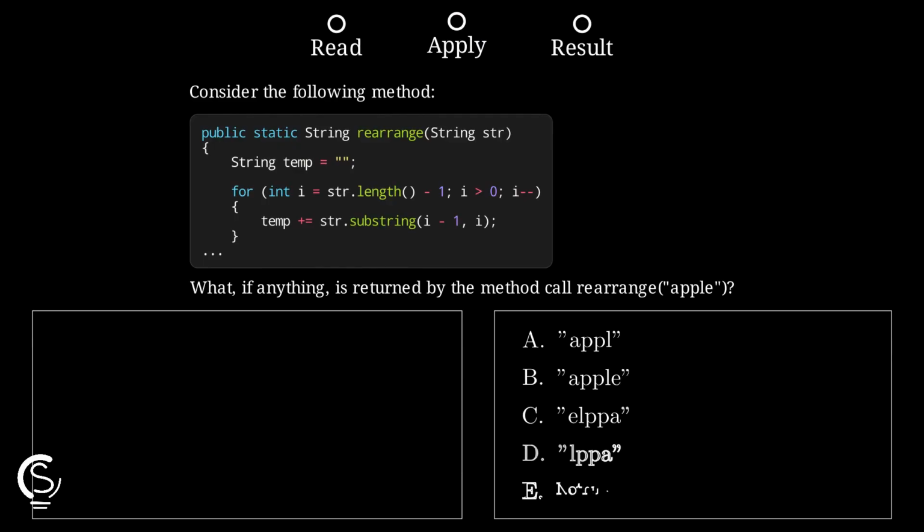The loop starts with i equal to the string length minus 1, which is 4. However, the condition says i must be greater than 0, so it stops before reaching index 0.